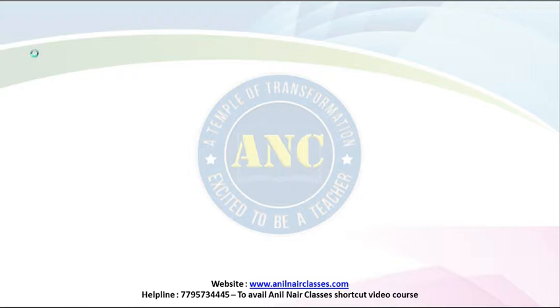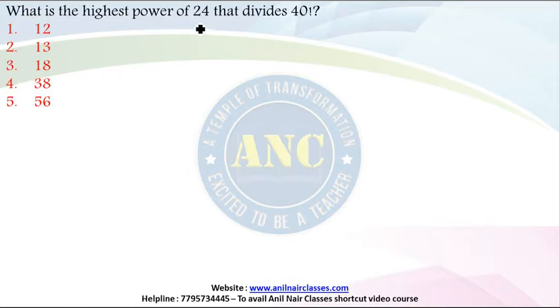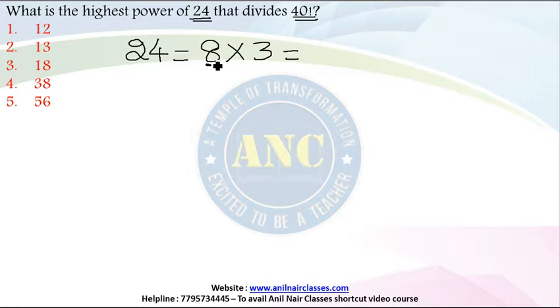Please see the next question. Find the highest power of 24 that divides 40 factorial. Now 24 is not a prime number. Express it as product of prime bases. 24 can be written as 8 into 3. But 8 is again not a prime base. 8 should be expressed as power of prime base. 8 is 2 power 3 and 3 is 3 power 1.